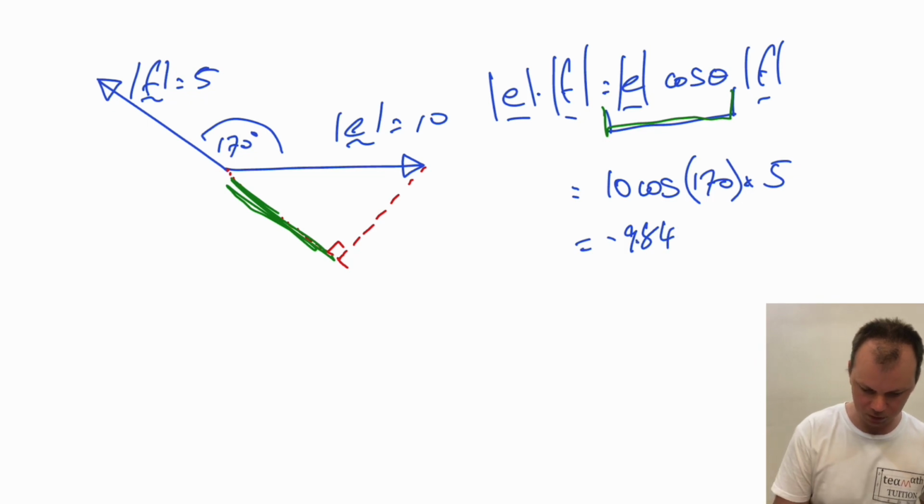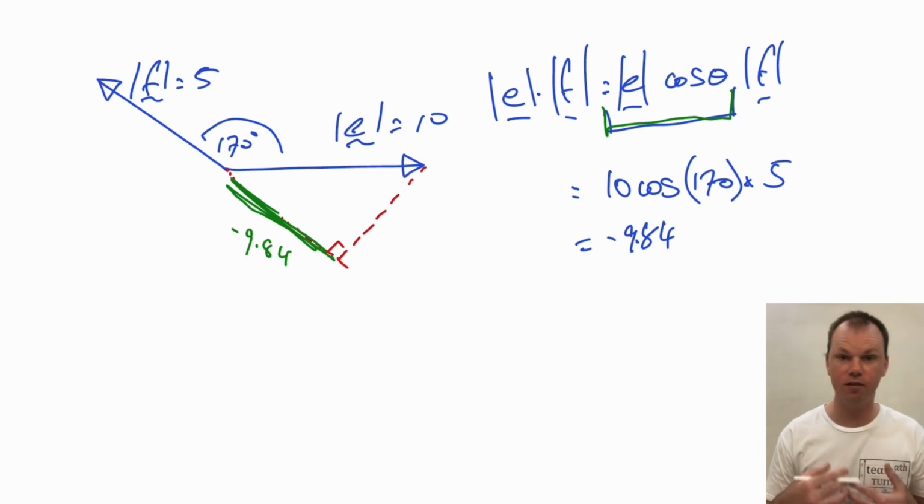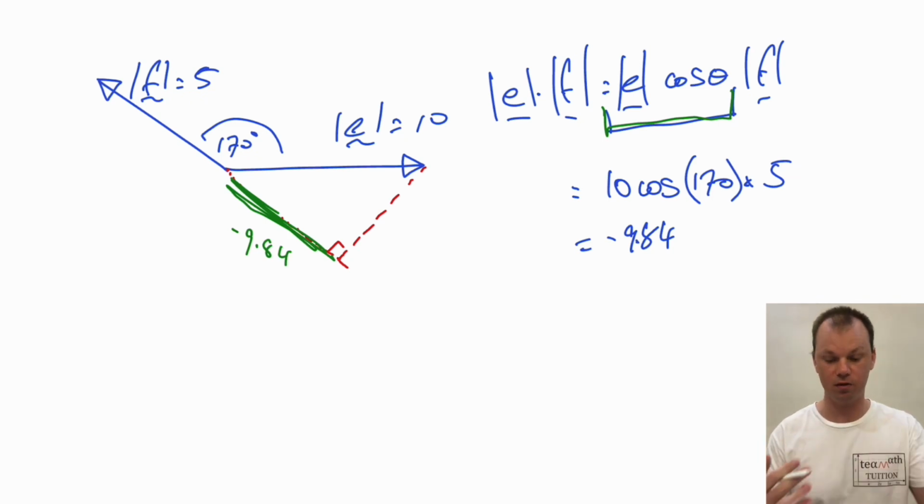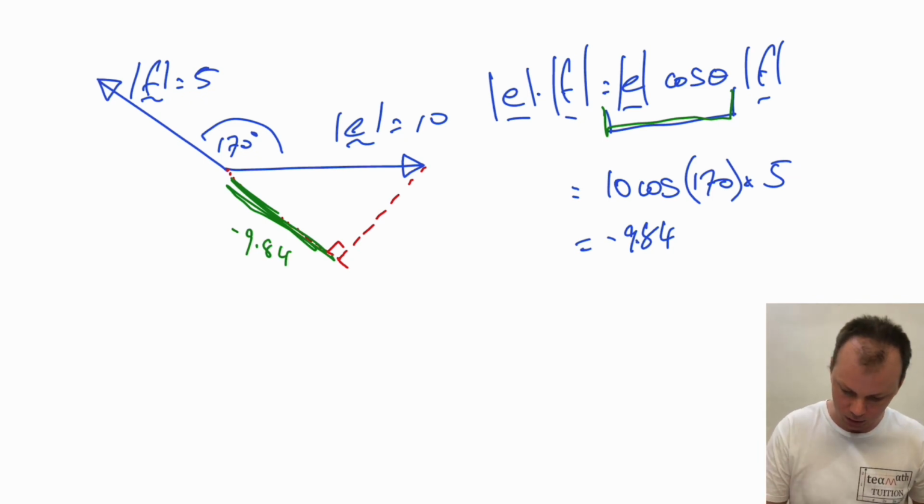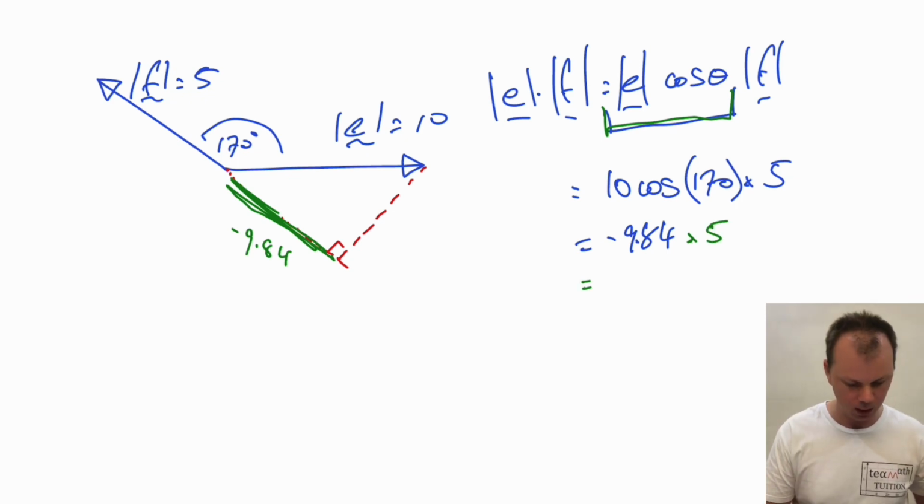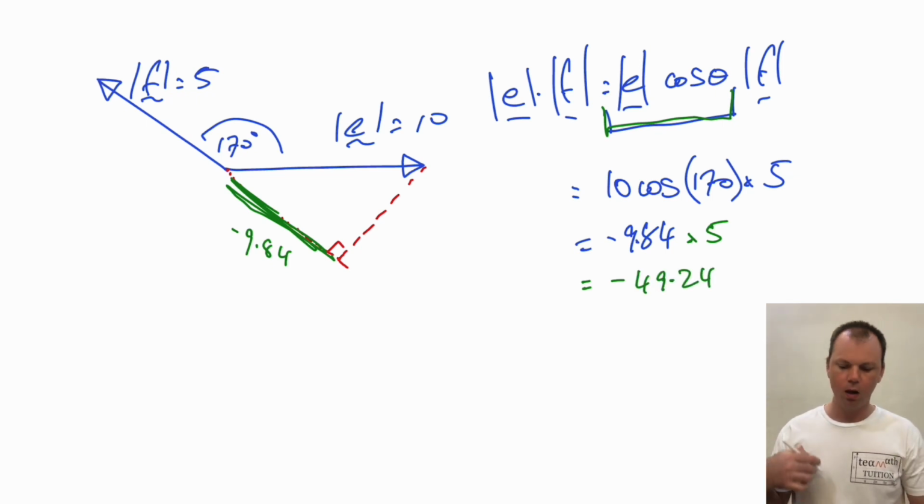So we get negative 9.84 is this length. Again, it's negative because it's not overlapping the F vector, it's in the opposite direction. We are timesing that by 5, and we get negative 49.24. What happens here if we do F dot E?